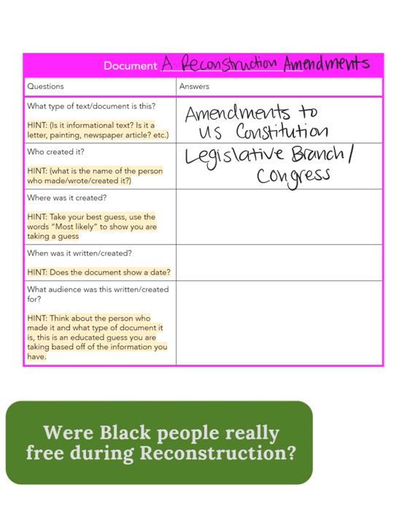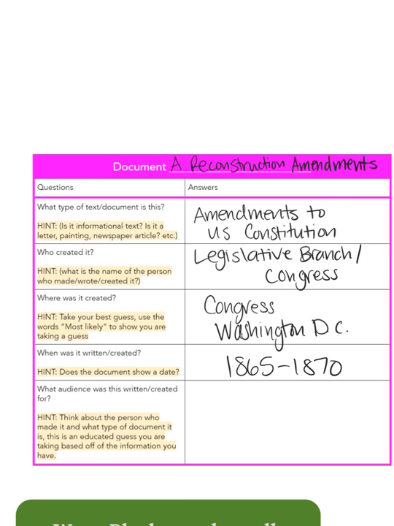Next, the sourcing asks us to think about where this document was created. Again, it doesn't explicitly tell you in the document, so you'll have to rely on making an inference based on background information you know. You could say Congress again, or you could say Washington, D.C. if you know where the capital is. The next question is the easiest because the dates are right there in the document. When was this document created? It says right at the top, these were written between 1865 to 1870.